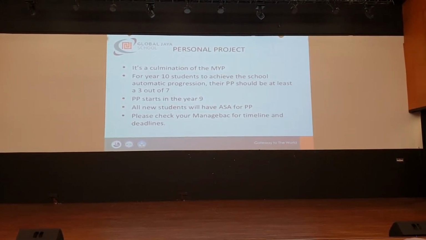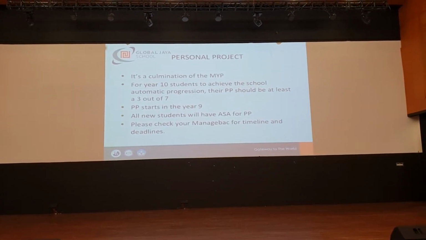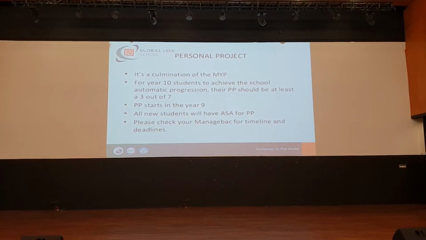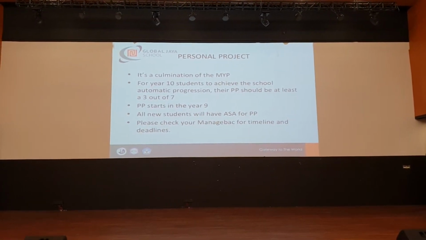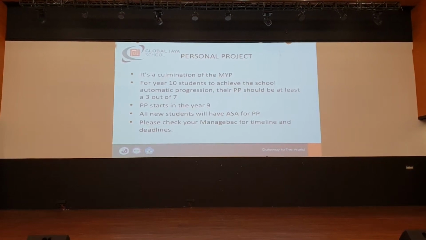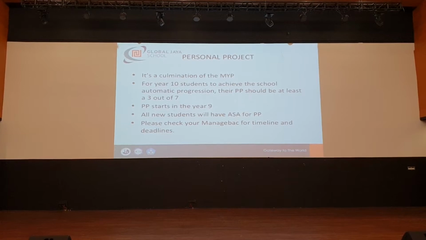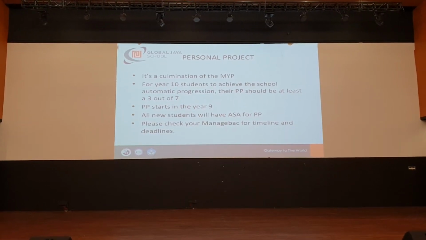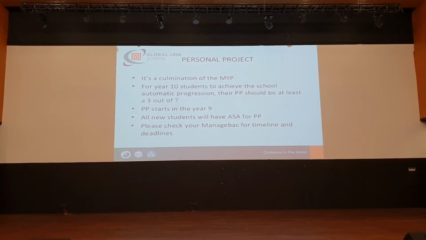Okay, so they need to have a product. This product then is reported. In the report are criterion A, B, C, D. If you're not new to the MYP system, criterion A, B, C, D is the same as the criterion objectives in an assessment. Okay, the criteria will be explained thoroughly to the students.